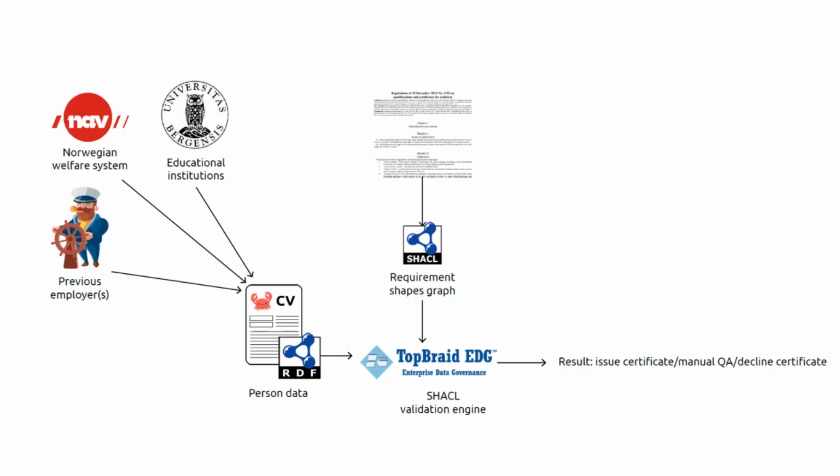And we compare those data, the instance data, person data, data graph, with the shapes graph containing certificate constraints. And we do that with the TopBraid SHACL validation engine. And the result of that is either issue the certificate, send to a manual check if there are some warnings that pop up, or a decline certificate.